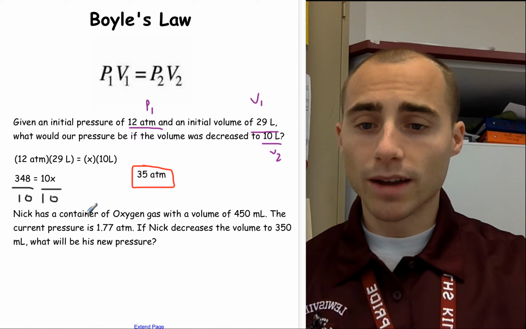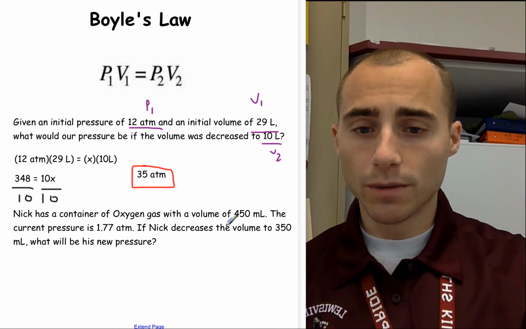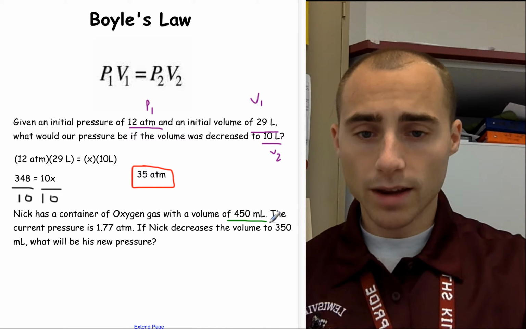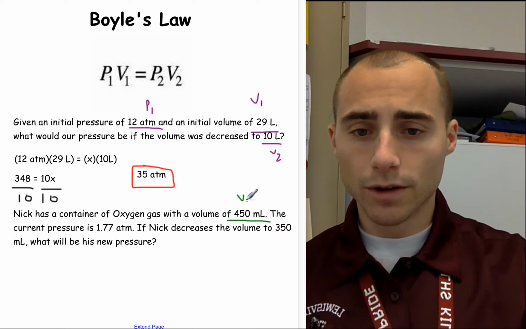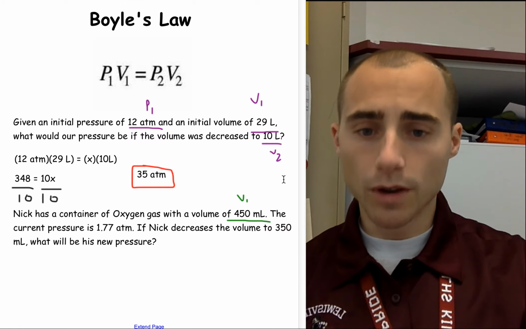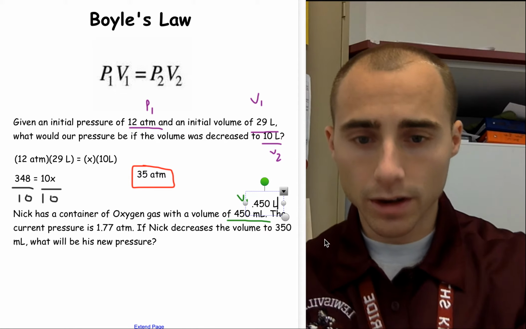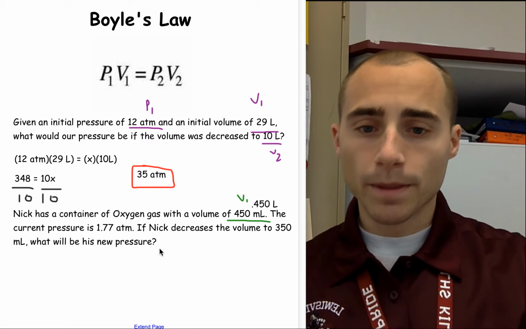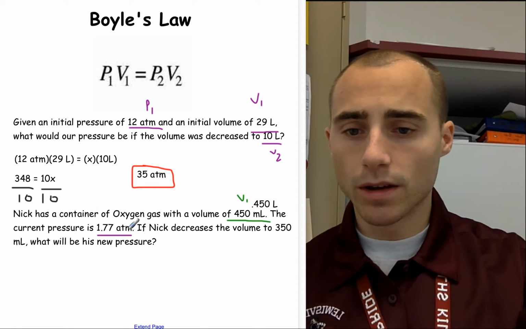Okay, let's look down here. Nick had a container of oxygen gas with a volume of 450 milliliters. Right away, I know that that's going to be my V1, but I also know I need to convert it to liters. To convert it to liters, remember you just do 450 divided by 1,000. So our volume 1, converted into liters, is going to be 0.450 liters. Let's just do that right away. And a current pressure of 1.77 atm. So that's going to be our P1.